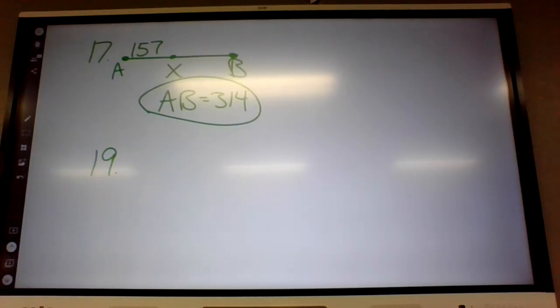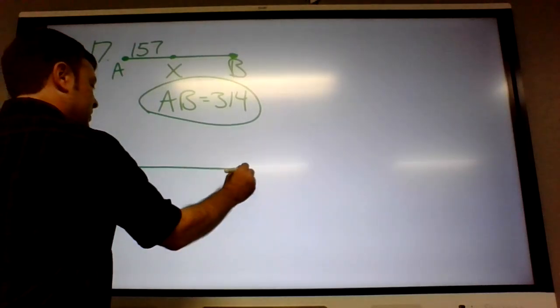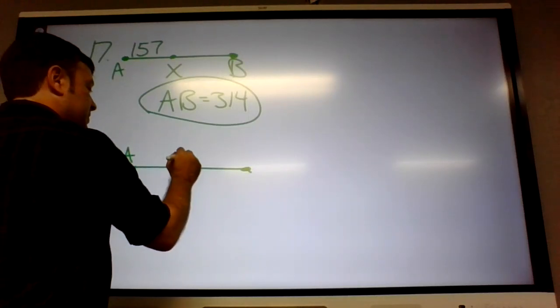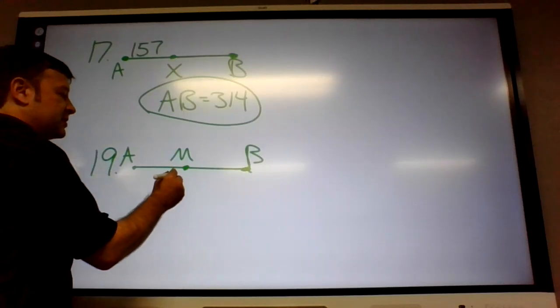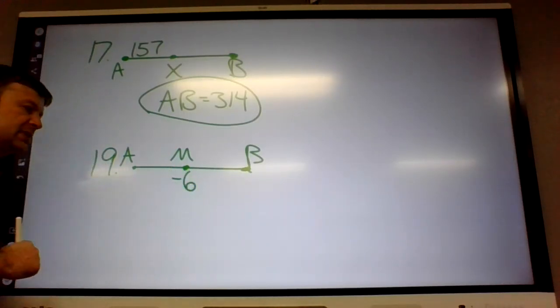Number 19, given the coordinate M is the midpoint of segment AB, so it starts off kind of the same. M is the midpoint of AB, and they're going to tell us the length of MB. Find the coordinate of A and B. This one's more confusing. 19 says M equals -6. What is that standing for? Given the coordinate of M, the little m must be telling us the coordinate of M is at -6.